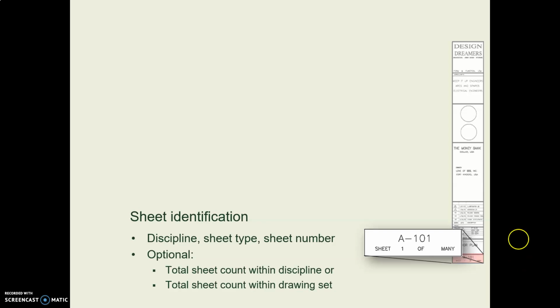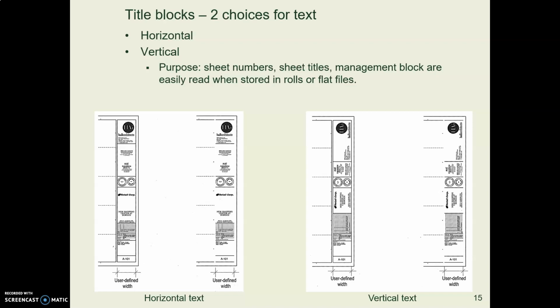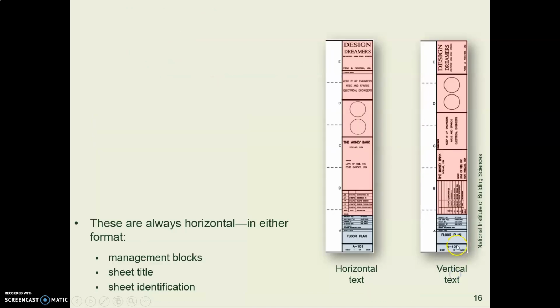Well, if you have this down here, this is sheet 1 of 20, let's say, you can look and see, do you have 20 sheets or are you missing one? And that ensures that nothing gets missed. Really important in bidding.